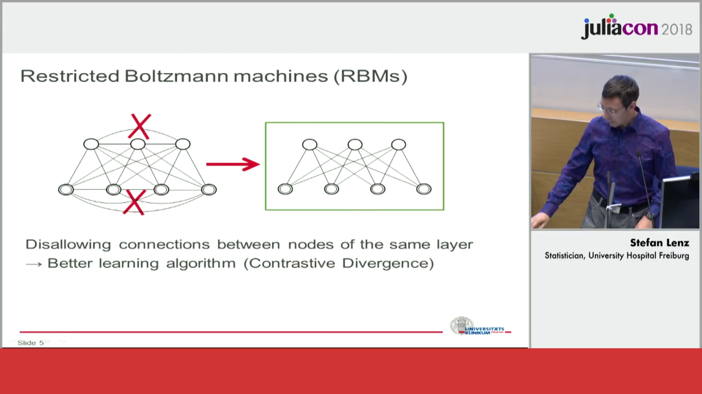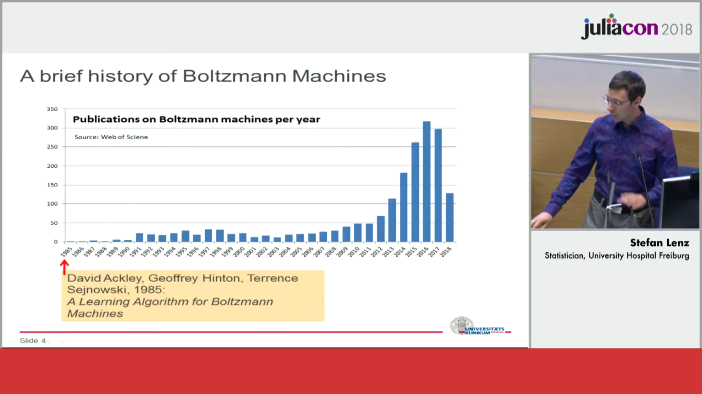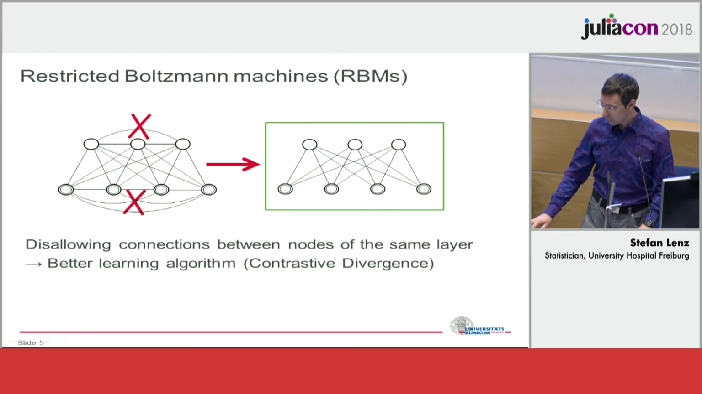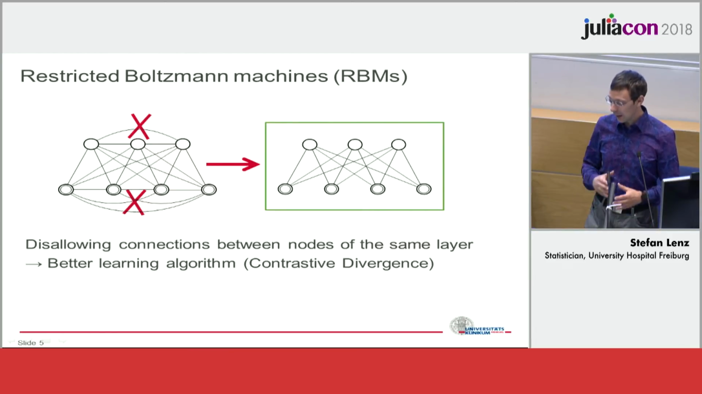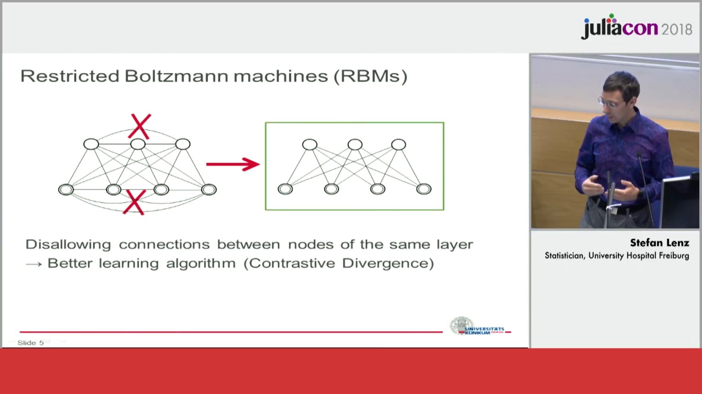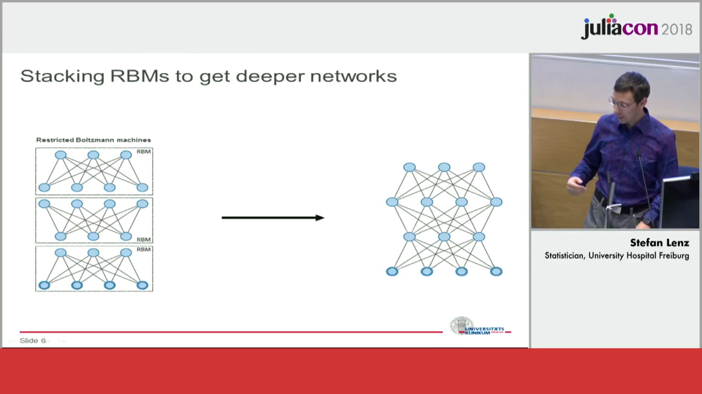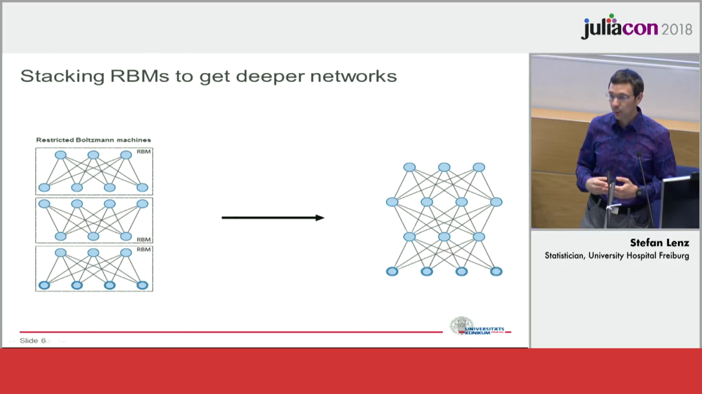So, as I said, it was difficult to get to a good training algorithm for this model. A first step was to consider restricted Boltzmann machines. These are Boltzmann machines that have no connections between the nodes of the same layer. For those, a better learning algorithm was invented that was feasible in practice, and it was called contrastive divergence. Some time later, the idea came up to stack the RBMs to form deeper neural networks, and that was the start of deep learning.